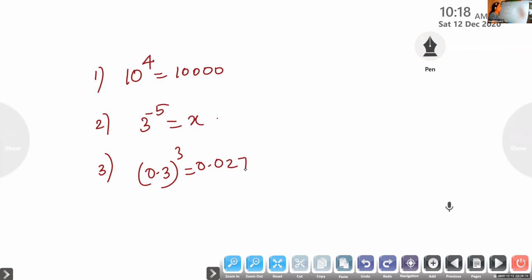So what is the answer for the first one, Anila Mohanan? Log 10,000 to the base 10 is equal to 4. Okay. Next one.